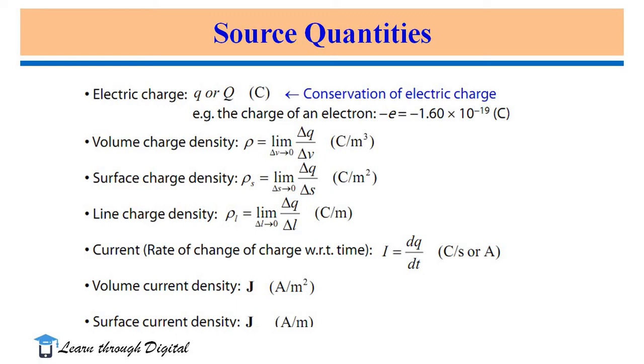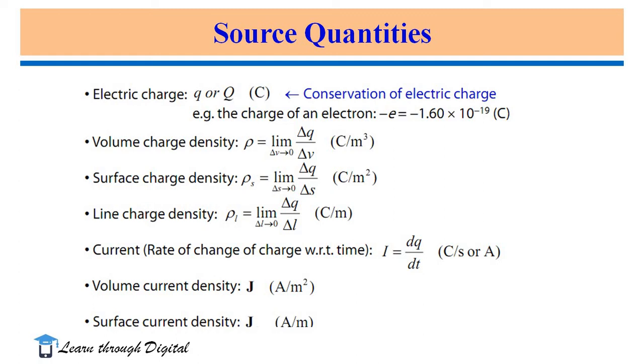We define a volume charge density ρ_v or simply ρ as a source quantity. ρ_v is equal to Δq by Δv as Δv tends to 0. The unit for volume charge density is coulomb per meter cube.